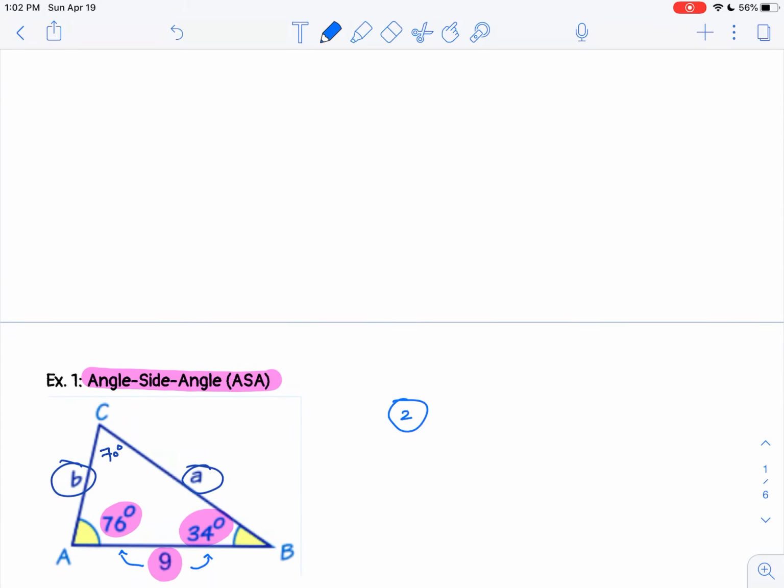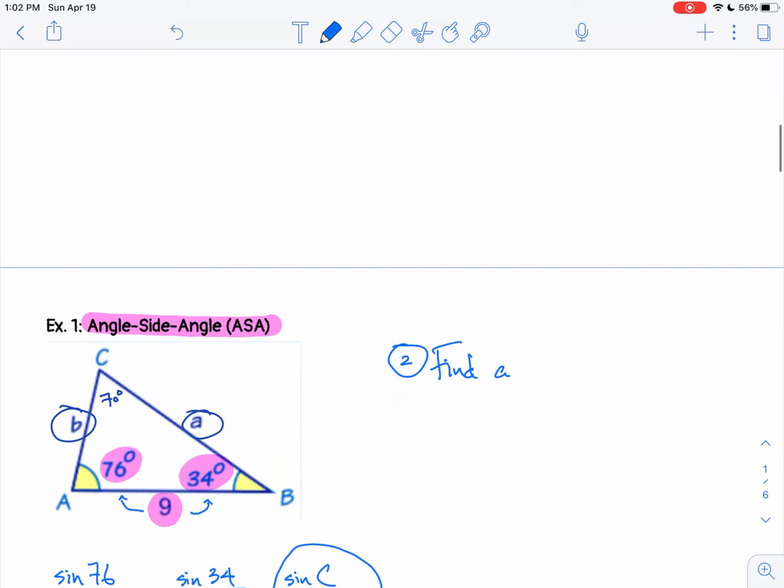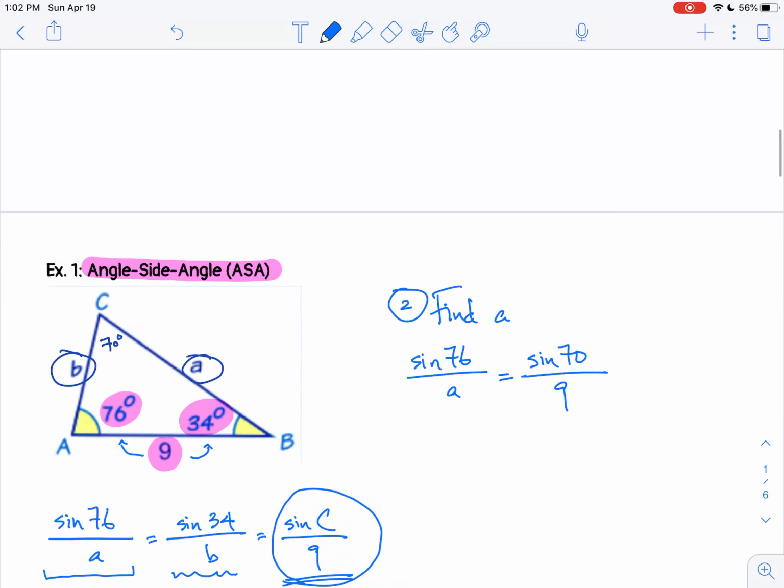Step 2. I'm going to go ahead and find little a, all right? And so that's going to mean sine of 76 over little a equals, we're going to use the full pair we have. So not the b, but sine 70, which is c, over little c. And now we're going to go ahead and cross multiply. So I'll get 9 sine 76 equals a sine 70.